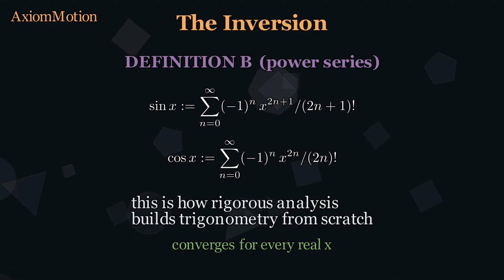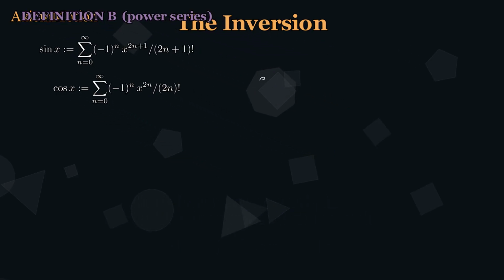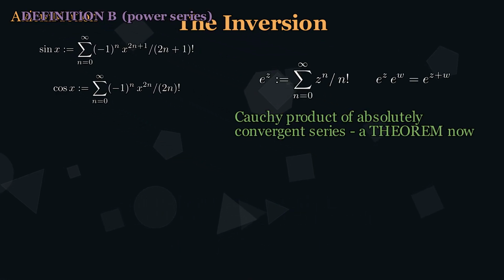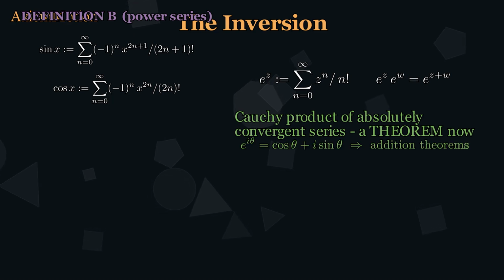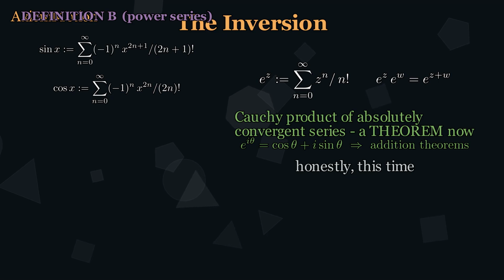No geometry required. Under this definition, multiply the series for the exponential of i alpha and i beta, a Cauchy product of absolutely convergent series. And the law of exponents becomes a theorem you can prove directly. Which means Euler's formula is now legitimate, and from Euler, the addition theorems fall out. Honestly this time. Watch the map.